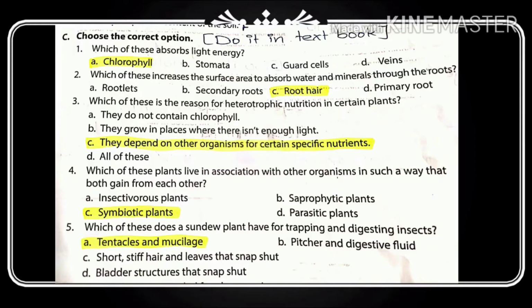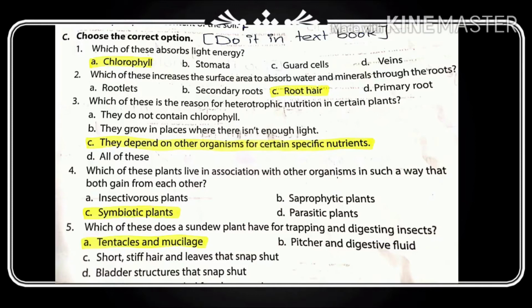It is chlorophyll. So the correct answer is A, chlorophyll. Second is which of these increases the surface area to absorb water and minerals through the roots? For this you have to refer to the root system.